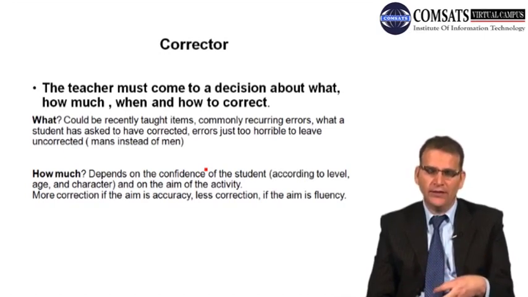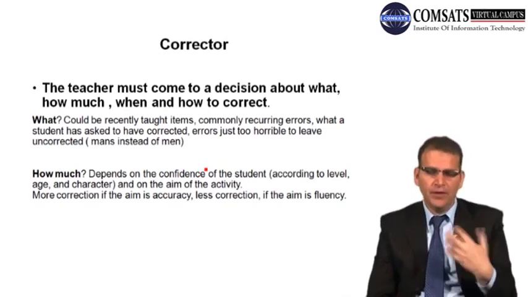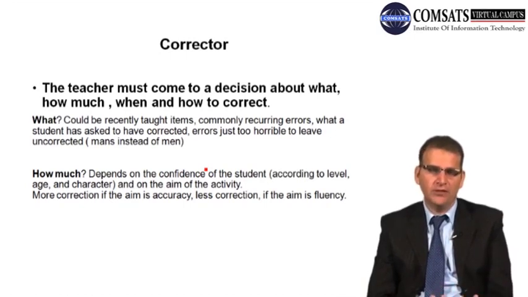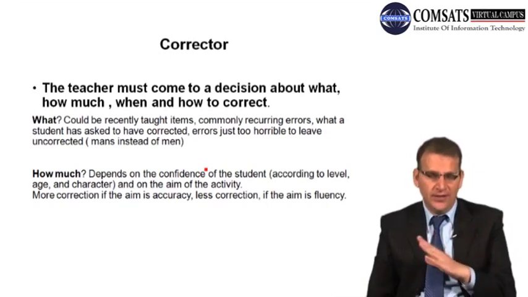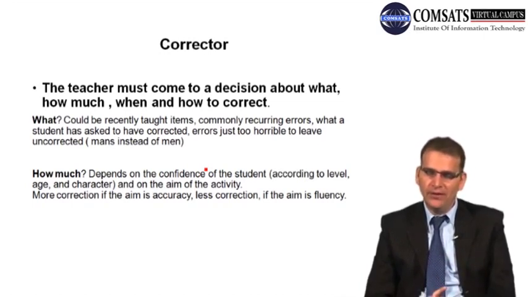So here, this is very important: when you teach adults, we need to decide what and how much to correct. If a student keeps on making mistakes, should we ignore it initially, or should we keep on correcting them, and of course, how to correct them. Immediately we should correct, or later on, or you can provide a correct version. For example, the what part could be recently taught items, commonly recurring errors, what a student has asked to have corrected, and errors just too horrible to leave uncorrected.